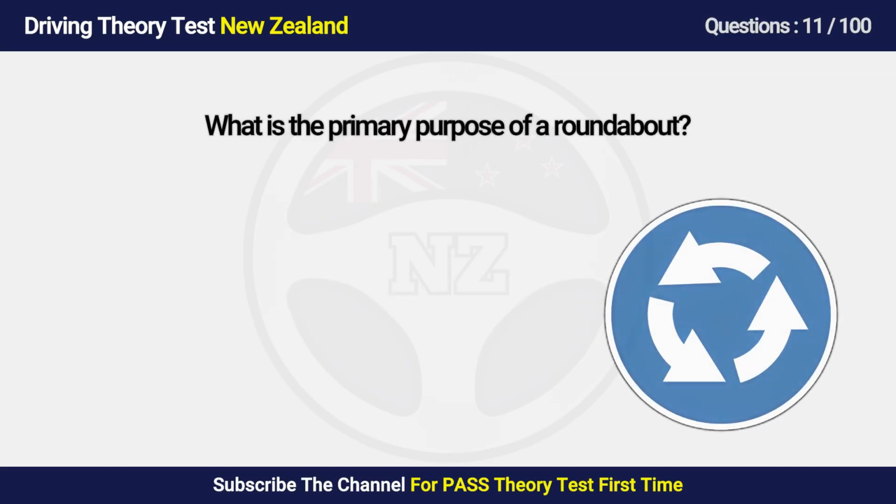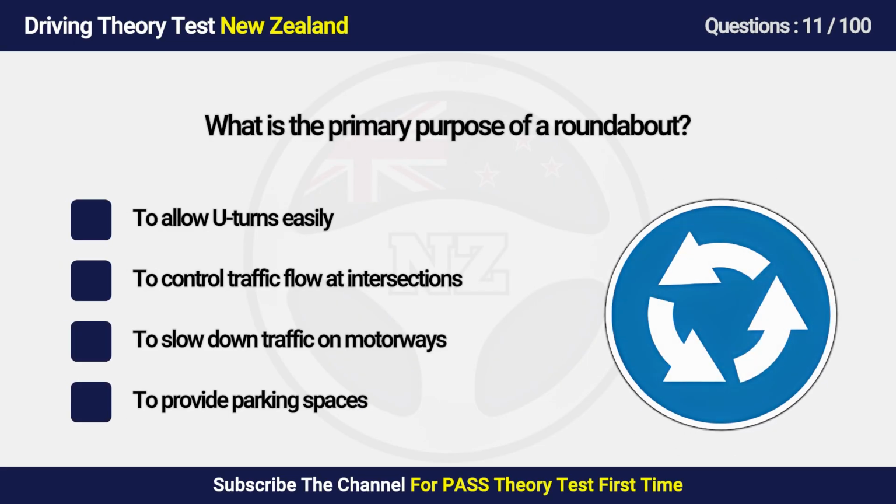Question 11. What is the primary purpose of a roundabout? A. To allow U-turns easily. B. To control traffic flow at intersections. C. To slow down traffic on motorways. D. To provide parking spaces.